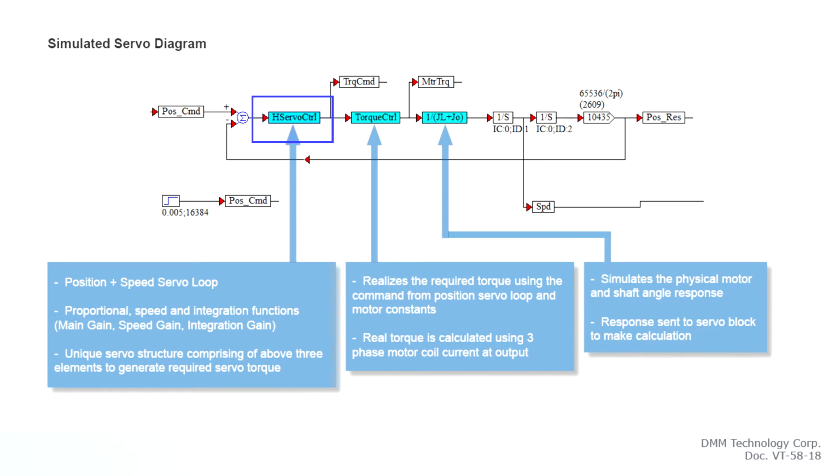The reduced H servo control contains the main position and speed servo calculations using proportional, speed, and integration gain parameters. The torque servo loop realizes the required torque using the command from the position servo loop and motor constants. The inertia block simulates the physical motor and shaft response. Its input is a real torque command and output is the physical motor shaft angle. The acceleration is converted into position and fed back into the servo block.